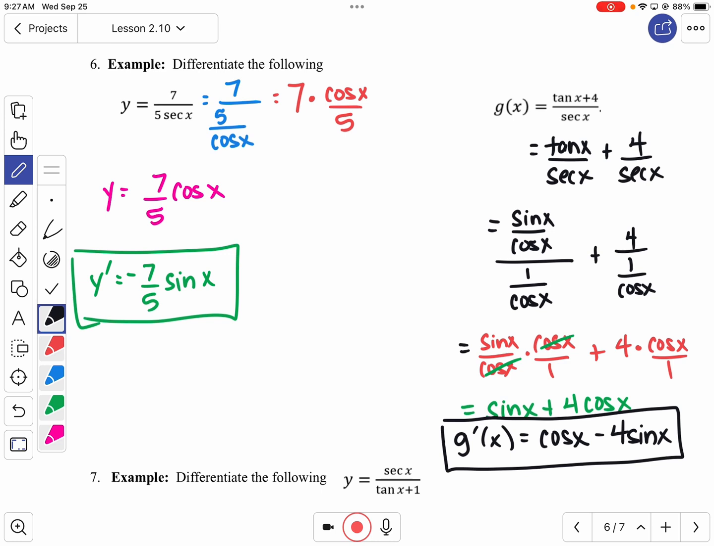Because I'm not going to be able to avoid the quotient rule on the next one. I'm not going to be able to avoid it.